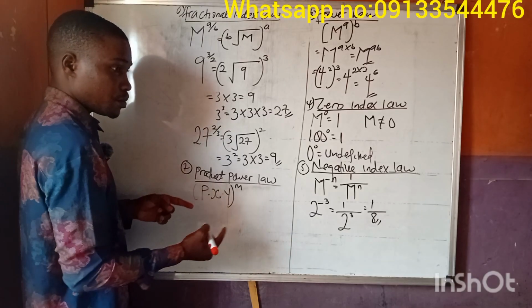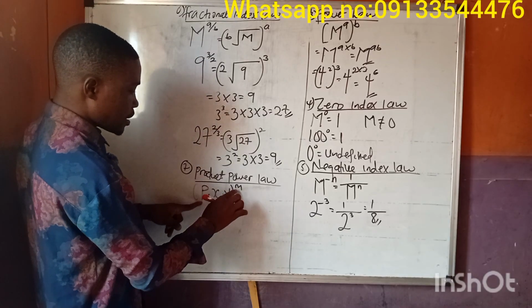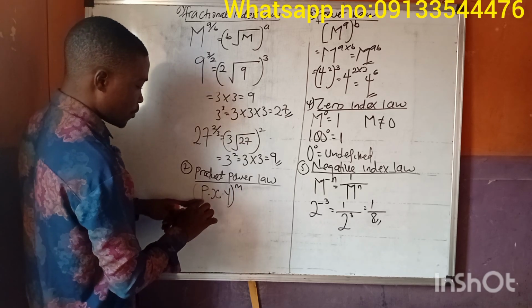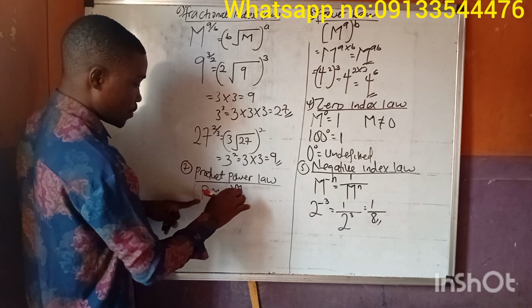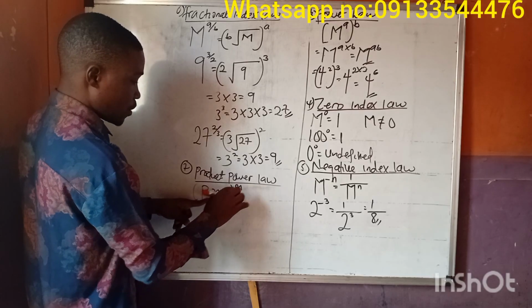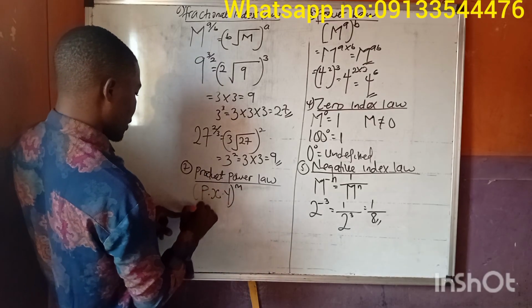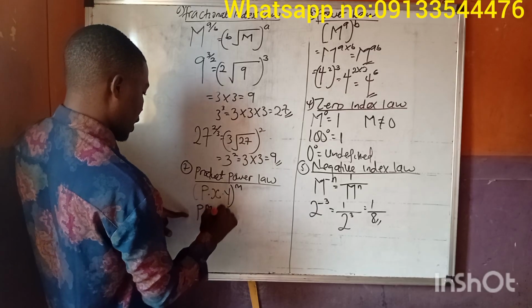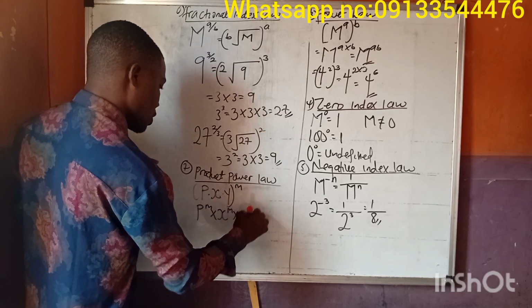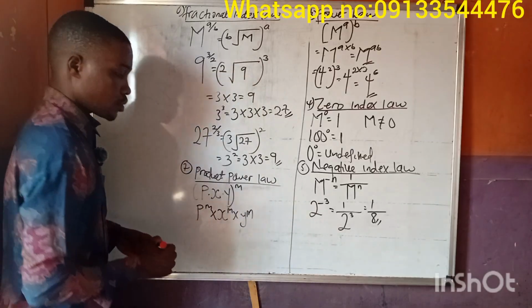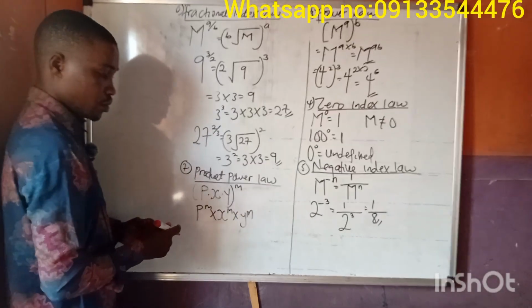Are you with me now? Raised to power m. Then it means that p is the owner of this m, x is the owner of this m, y is the owner of this m. So you will share the power accordingly. p raised to power m times x raised to power m times y raised to power m. Can we see it clearly now?